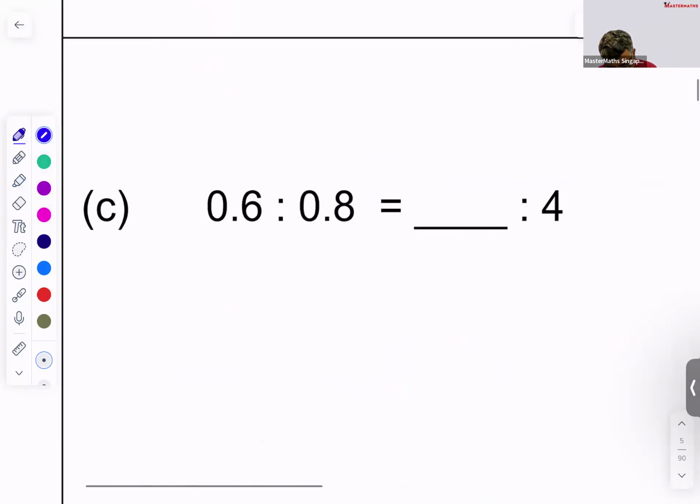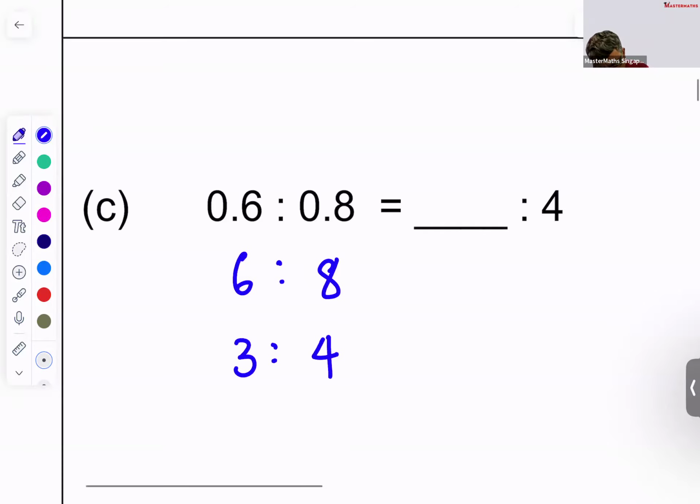Let's do another example. C. 0.6 to 0.8 to 4. First, change the decimal to whole number, times 10. 0.6 times 10 is 6. 0.8 times 10 is 8. Then you divide by 2.